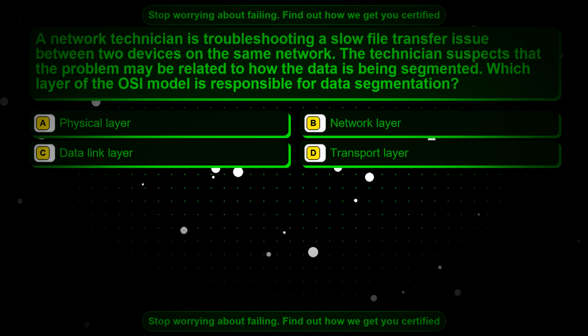Question 8. A network technician is troubleshooting a slow file transfer issue between two devices on the same network. The technician suspects that the problem may be related to how the data is being segmented. Which layer of the OSI model is responsible for data segmentation? Option A, physical layer. Option B, network layer. Option C, data link layer. Option D, transport layer.